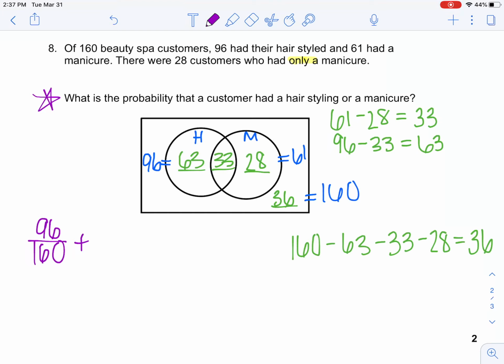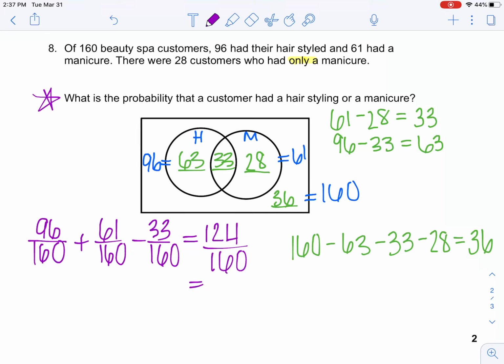plus the probability that someone had a manicure. That was 61 people out of 160. And then subtracting our overlap would be 33 over 160. So 96 plus 61 minus 33 equals 124 over 160, and that reduces to 31/40. So there's a 31/40 chance that a customer had a hair styling or a manicure.